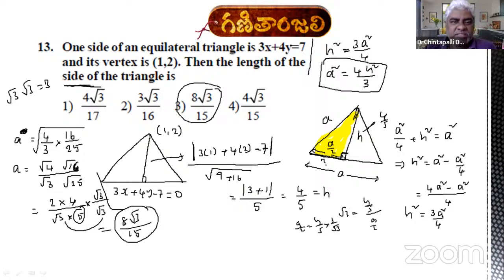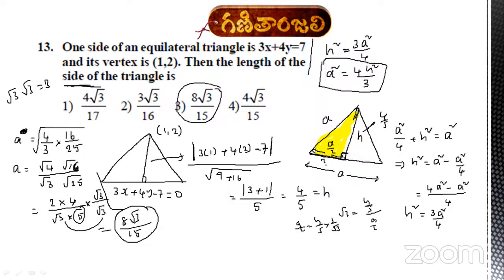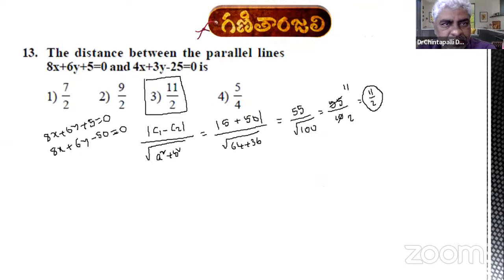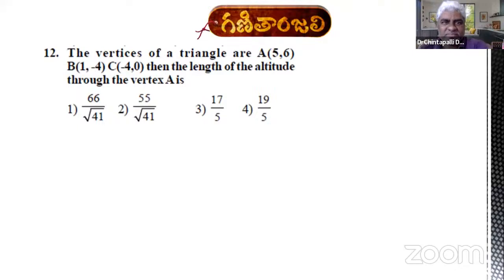So the answer is 8 root 3 by 15. You know how to find the side when one vertex and the equation of a side is given, right? Yes, sir. It is a somewhat higher level question. Now, this question and the previous questions are similar, but the given data is different.